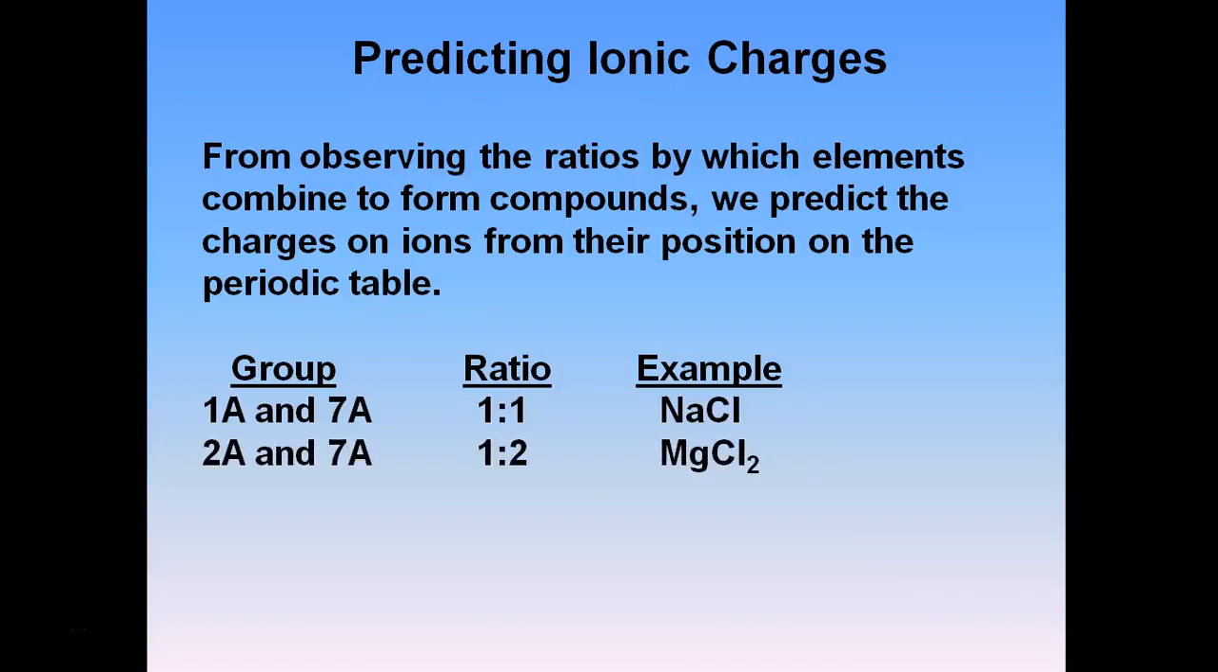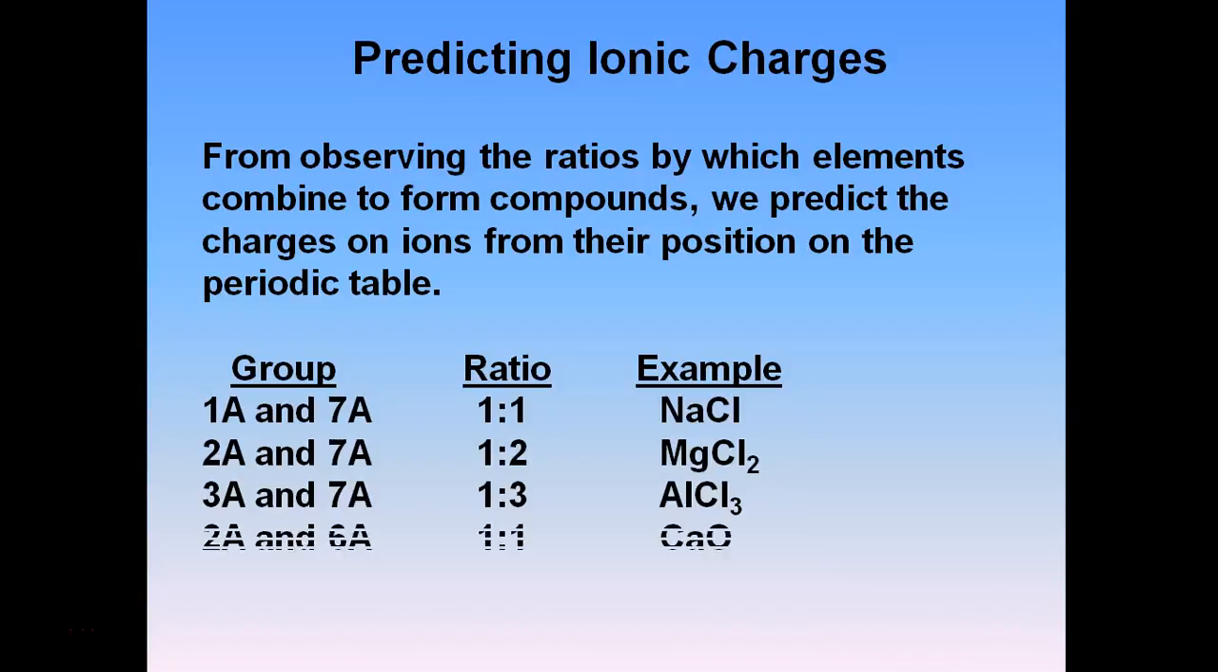In group 2A and 7A, we found a 1-to-2 ratio. So the example for that is magnesium chloride. So for every one magnesium, there have to be 2 chlorines in order to have a balanced compound. 3A and 7A react in a 1-to-3 ratio. So for aluminum, there has to be one of those for every 3 chlorines.